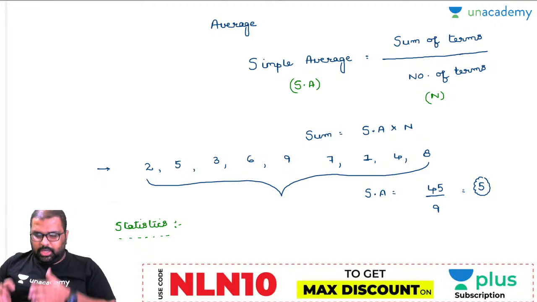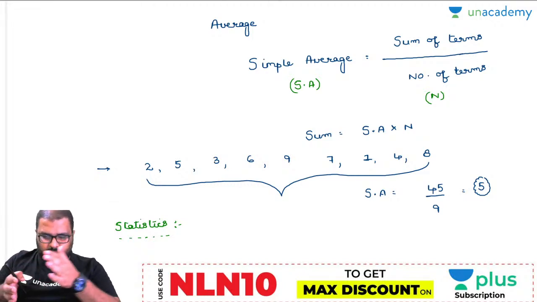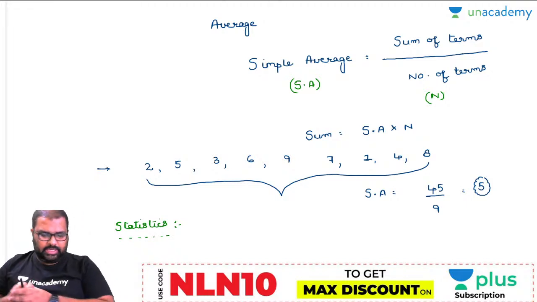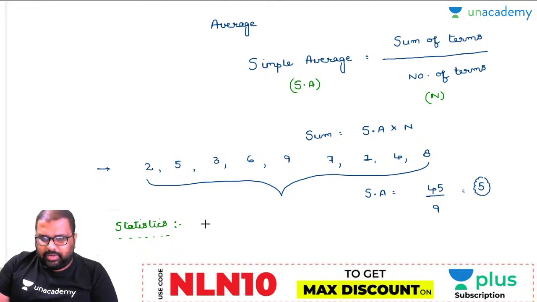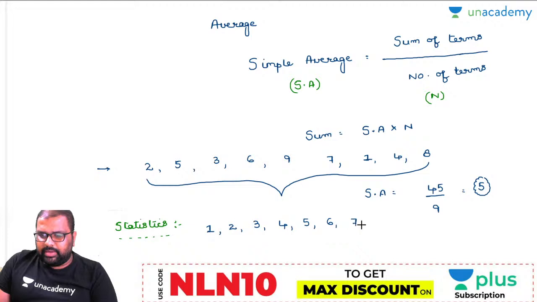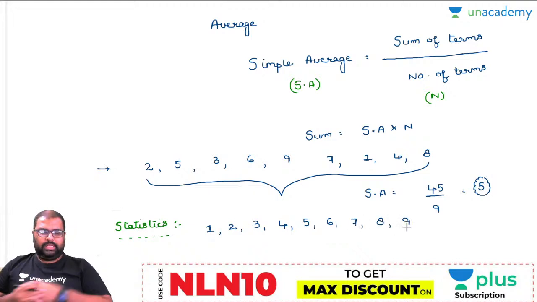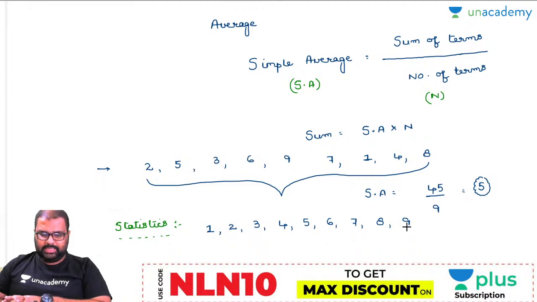First of all, you will arrange these numbers into either increasing order or decreasing order. Am I right or wrong? Increasing order is very convenient, so I will arrange these numbers in increasing order: 1, 2, 3, 4, 5, 6, 7, 8, 9. Am I right or wrong? Yes, this is the first step that you will do in the statistics class.